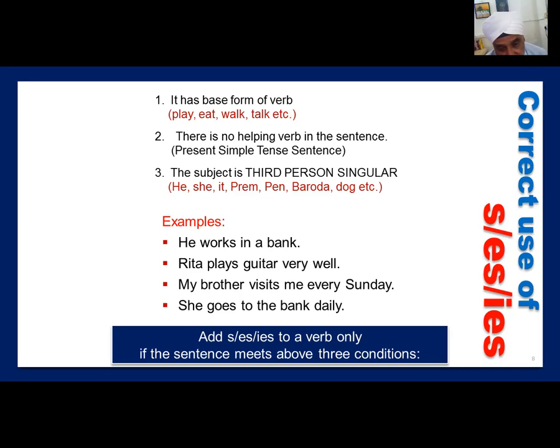So, out of the three, we have fulfilled two conditions. And the third, very important condition is that the subject of the sentence should be third person singular. So if a sentence fulfills all these three conditions, it has the base form of the verb, there is no helping verb in the sentence, and the subject of the sentence is third person singular, then and only then we have to add s or es or ies with the verbs. We have already explained the examples to you.